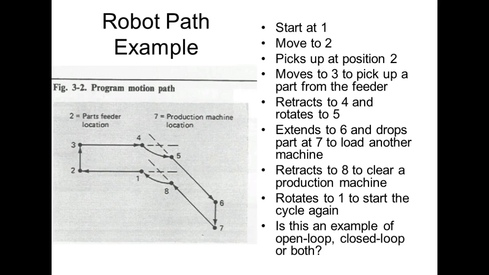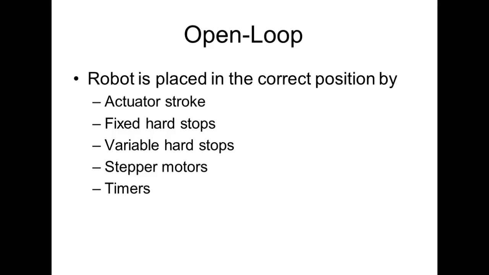These actuators are just running up against what? Hard stops. They stop, and we still got a controller that will hold it there for a little amount of time. And then it'll lift it up and hit the hard stop up here. But everything here could be hard stop. You're one of the first persons that's got that right. Just about every time I do that, they say closed loop. Open loop: the robot is placed in the correct position by the actuator stroke, by fixed hard stops, variable hard stops, stepper motors, or timers.